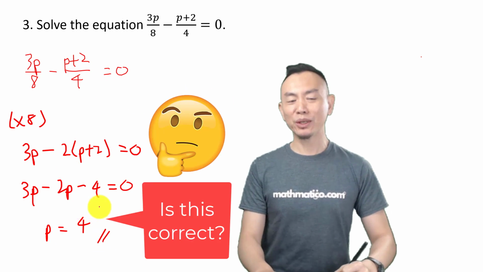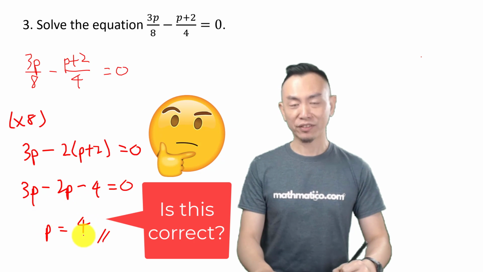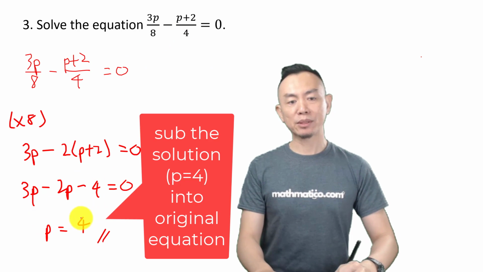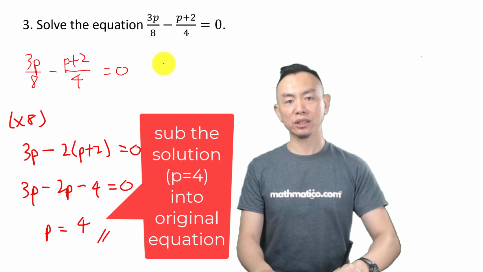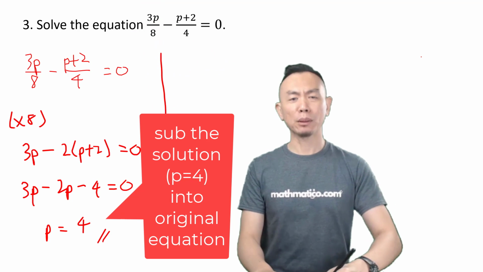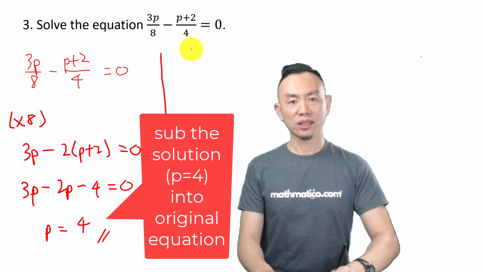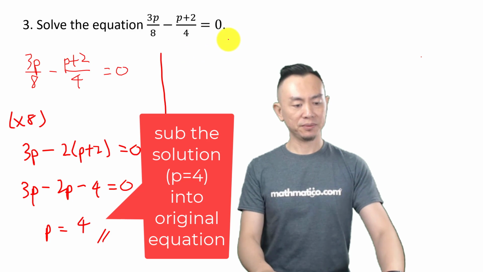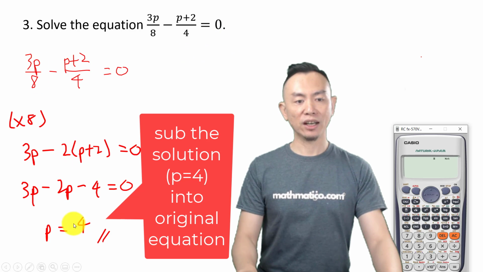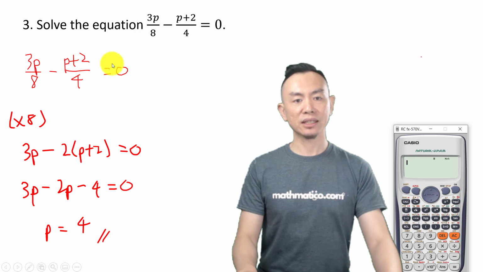Right, so from here, how do we know if this is going to be definitely correct? What we do is to substitute this p equals to 4 into the equation. Now you don't have to write proper working for it because it's just a check. So you can just take out a calculator. We're going to substitute the value of p, which is 4, into this equation, and check if the result is indeed equals to the right hand side, which is 0.